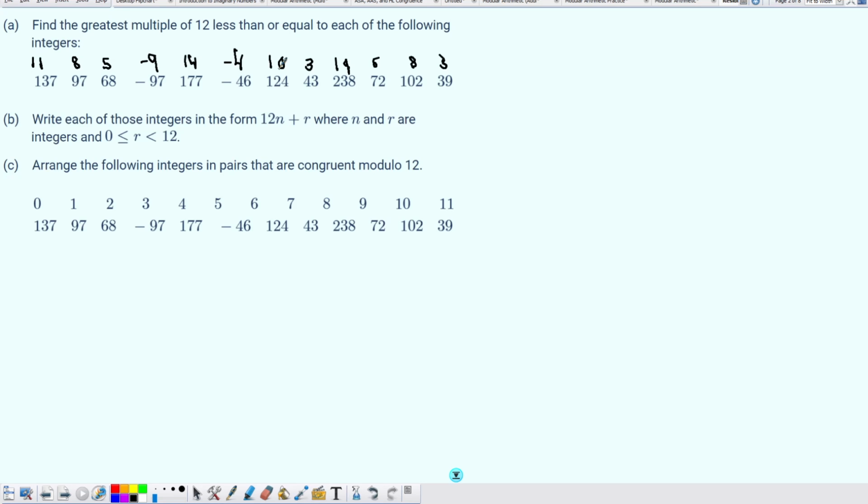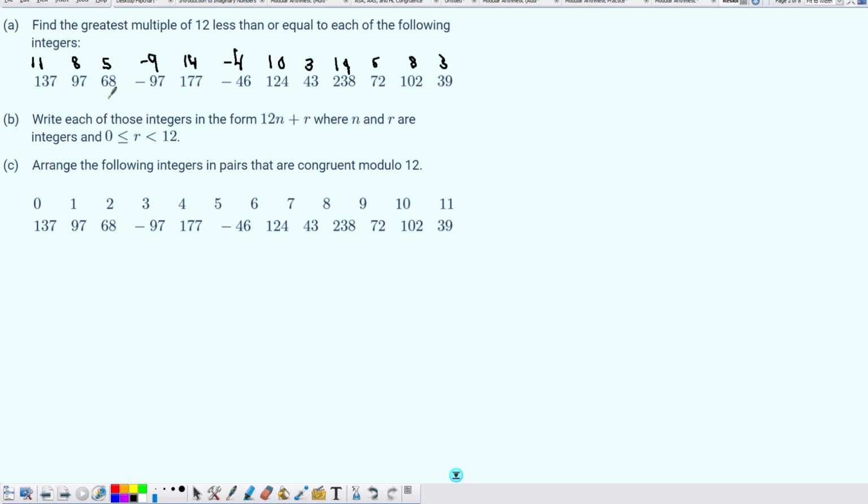That's it for part A. Part B says, write each of these integers in the form of 12n plus r, where n and r are integers, whole numbers, and r is strictly less than 12, but greater than or equal to 0. So basically, write it in that division algorithm type form.